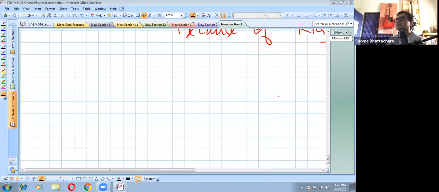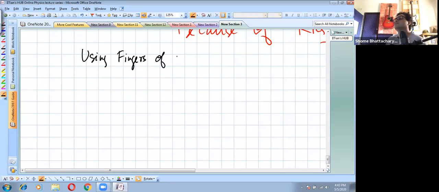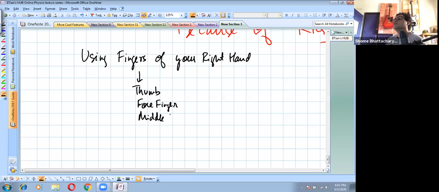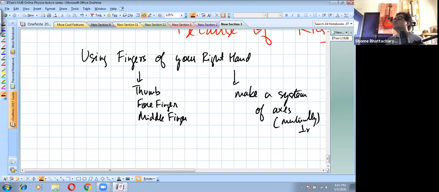So the right hand rule over here is that, using the fingers of your right hand, which fingers? The thumb, the forefinger, and the middle finger. So using these three, make a system of axes. That is, they are mutually perpendicular. So just try this. Use your right hand fingers to make a system of three perpendicular axes.